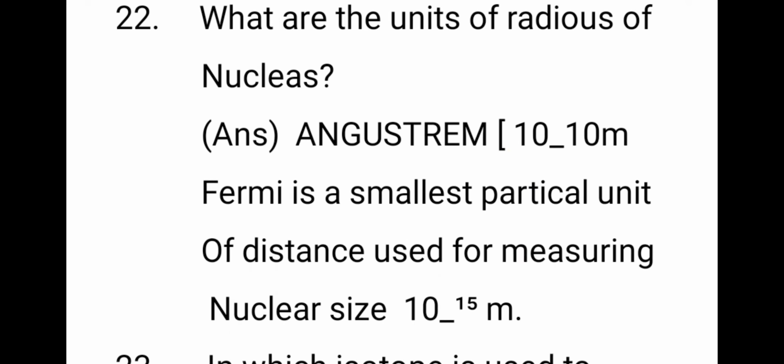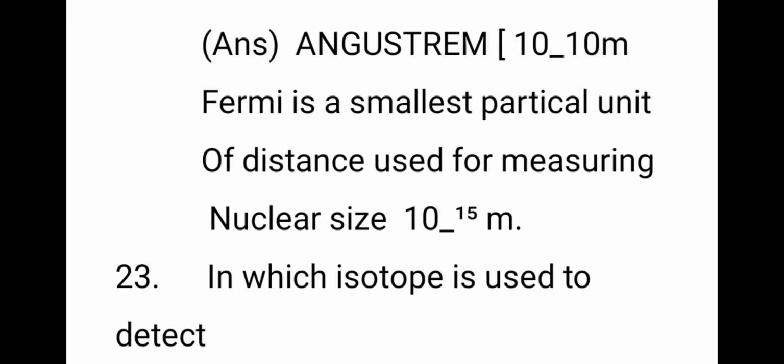What are the units of the radius of a nucleus? Angstrom. One angstrom is equal to 10 to the power of minus 10 meters. Fermi, the smallest unit of distance, is used to measure nuclear size. One Fermi is 10 to the power of minus 15 meters.